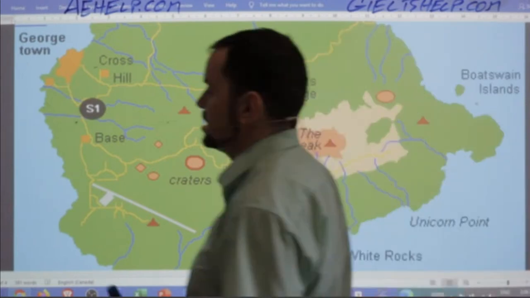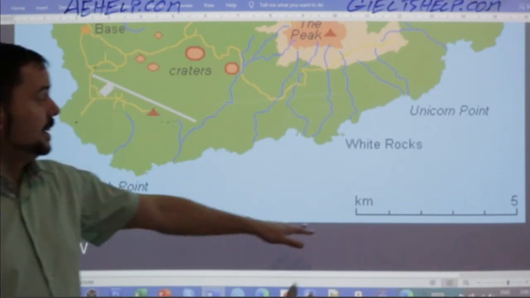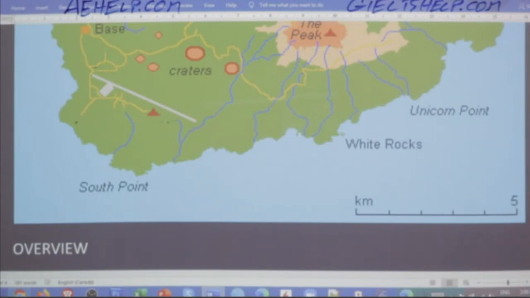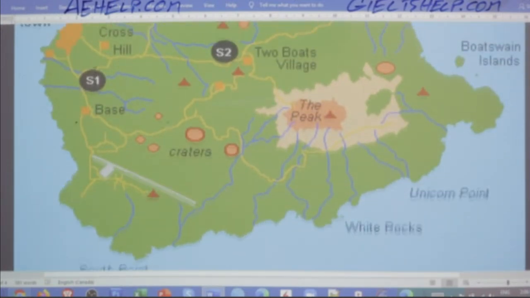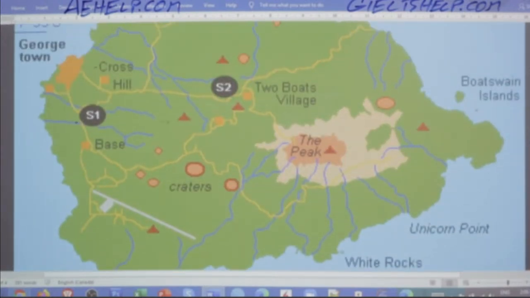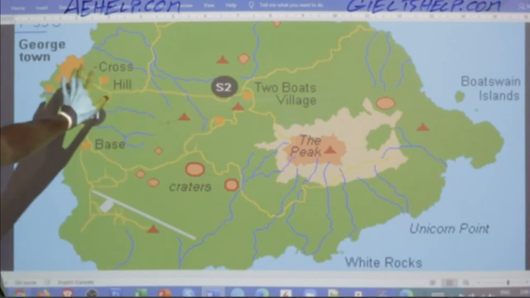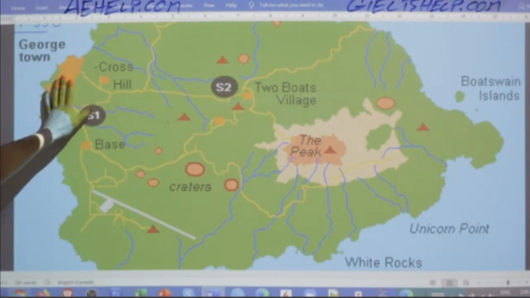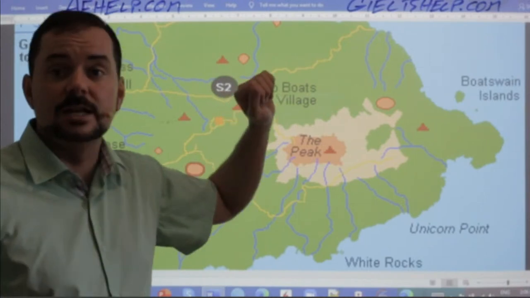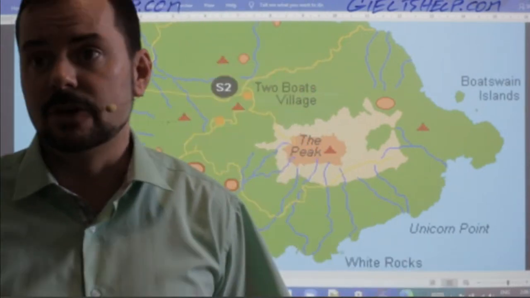Abhishek, good question. Abhishek says, how can we use the kilometer scale in the diagram? You can use that in a couple of places. Here, this is 1 kilometer. So we can see that site one, according to scale, is roughly 1 kilometer from Georgetown, but site two is more than 5 kilometers from Georgetown. It's right next to Two Boats Village, but it's more than 5 kilometers east of Georgetown. It's absolutely a good idea to use that scale because it does give more clarity for your reader.